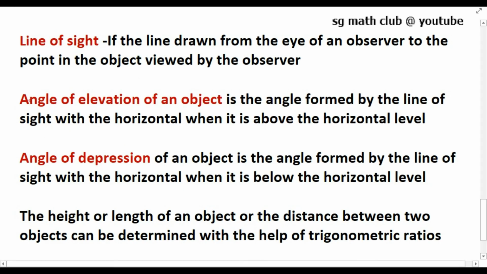So we have seen line of sight. The line drawn from the eye of an observer to the point in the object viewed by the observer is called the line of sight. Angle of elevation of an object is the angle formed by the line of sight with the horizontal. And angle of depression of an object is the angle formed by the line of sight with the horizontal when it is below the horizontal level. And the height or length of an object, or the distance between two objects, can be determined with the help of trigonometric ratios.